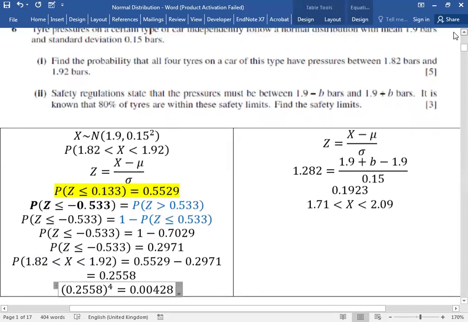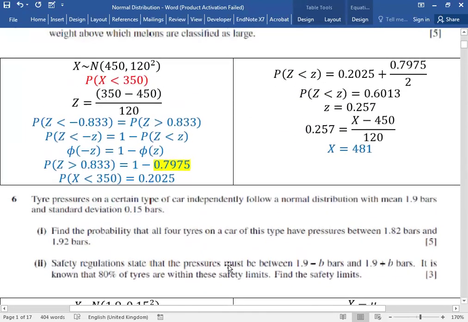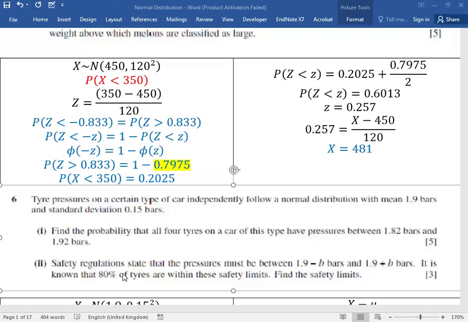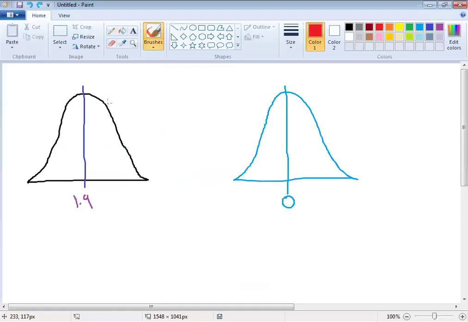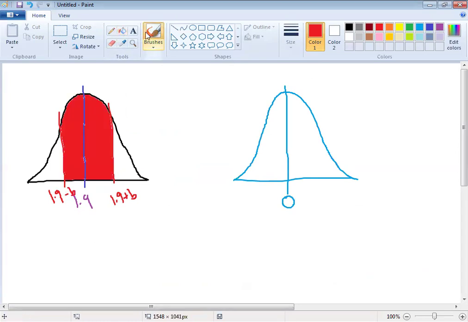Okay, now give the second part a try as well. Try it thoughtfully. The pressure must be between 1.9 plus B and 1.9 minus B, and 80% of the tires already have pressure in this limit. So as far as it goes from 1.9 to 1.9 plus B, it is exactly the same going back to 1.9 minus B. So this is just symmetrical. And the question is telling us that the area in between is 0.8.